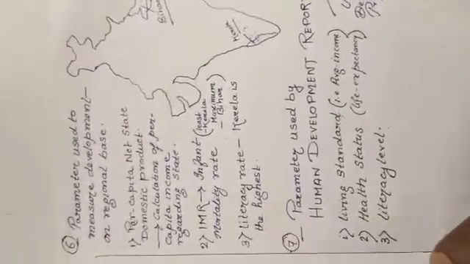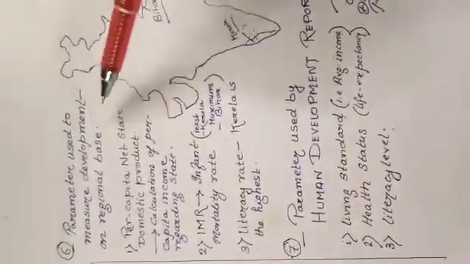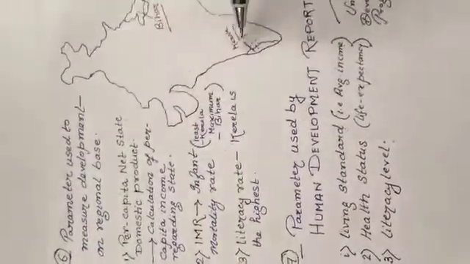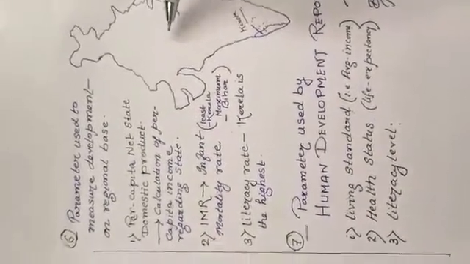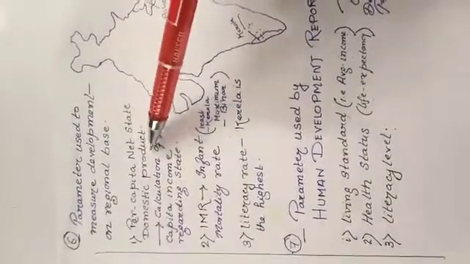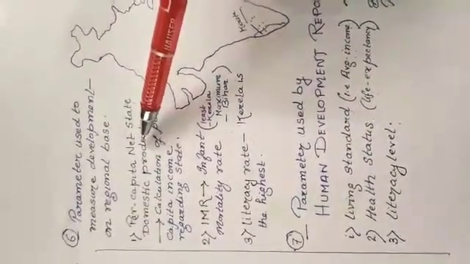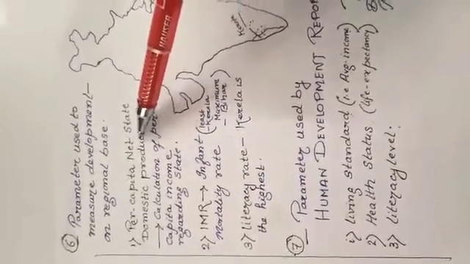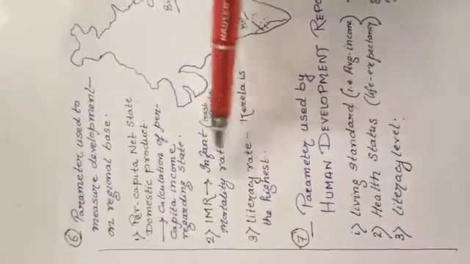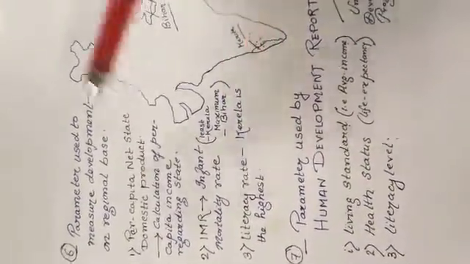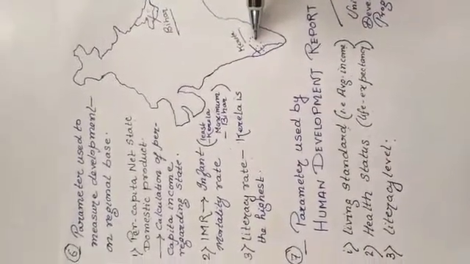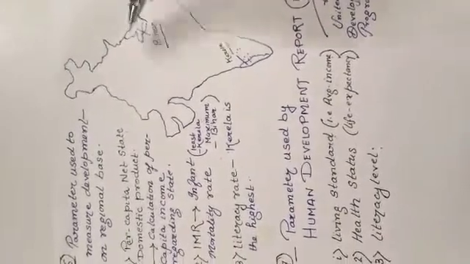Now the next point we need to cover is the parameters used to measure development on a regional basis. Regional basis means the parameters we use to judge the development of different states. First, we judge through the average income of the state, called per capita net state domestic product. Then the infant mortality rate, and third, the literacy level. In Kerala the literacy level is very high and the infant mortality rate is very low, whereas the infant mortality rate is very high in Bihar. You need to know this.